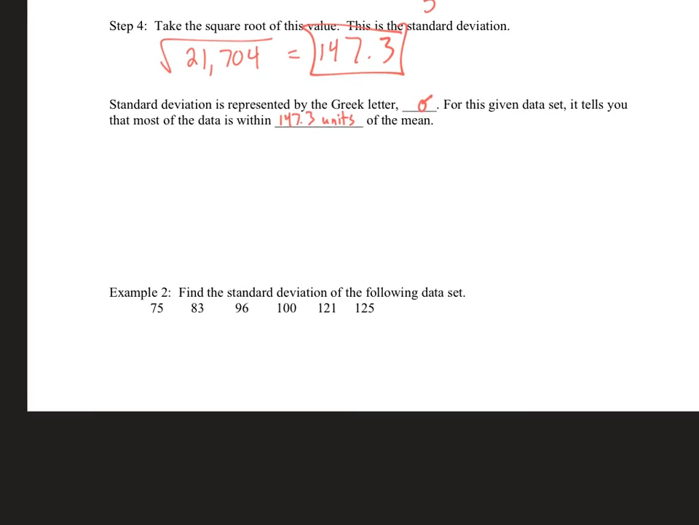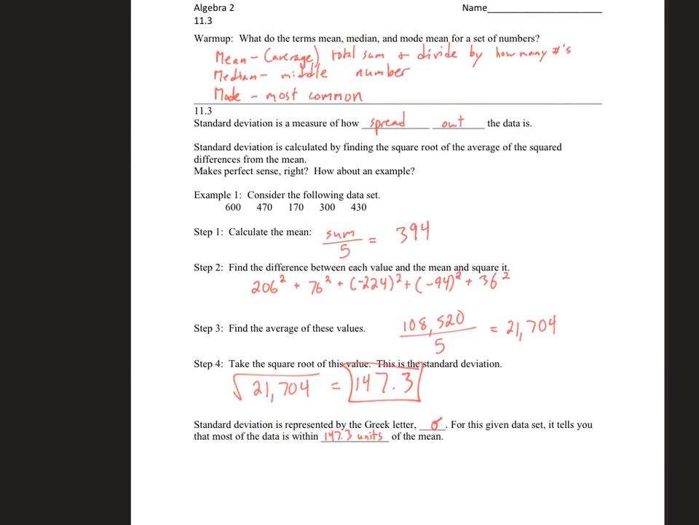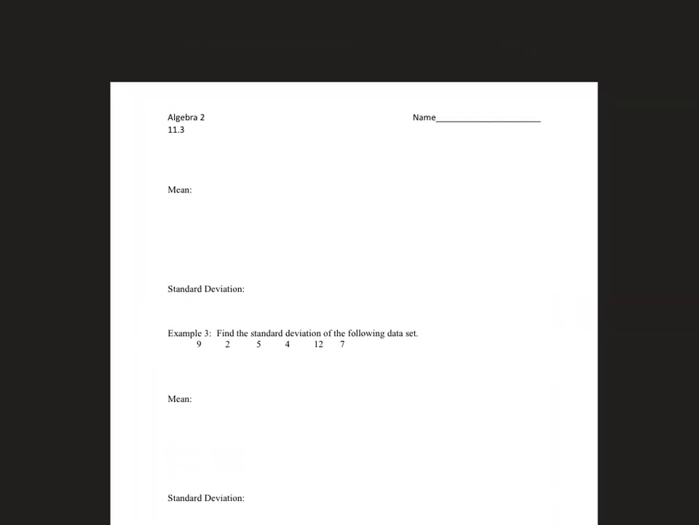All right, example 2. Find the standard deviation of the following data set. Here are the 6 numbers for this data set. Step 1, find the mean. Step 2, find the difference between each value and the mean, and then square it. Step 3, find the average. Step 4, take the square root. I'll go ahead and write the numbers at the top so you can see them: 75, 83, 96, 100, 121, 125.